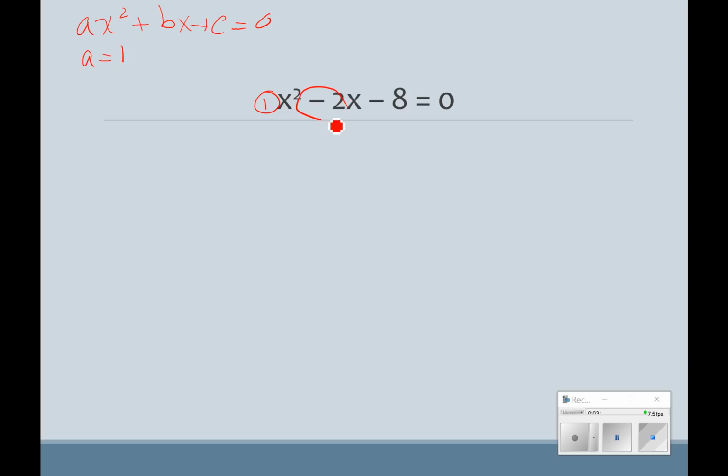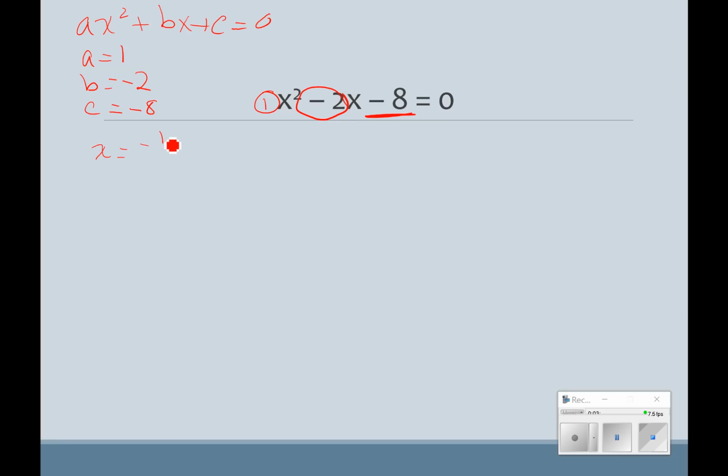b is what's in front of the x, so in this case it's actually going to be negative 2. We're going to take subtraction as a negative. And c is negative 8. So now my quadratic formula, here I go again, embarrassing myself in front of the world.